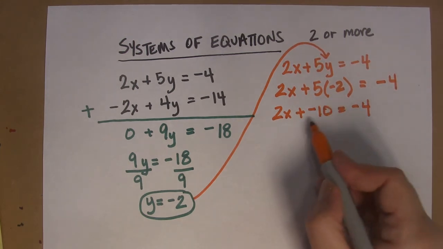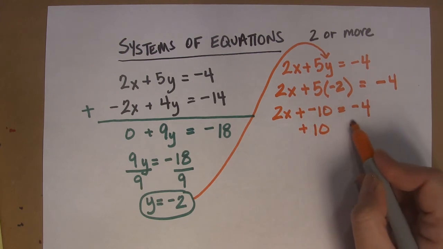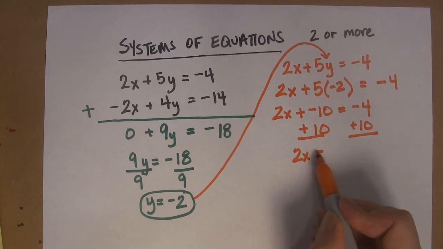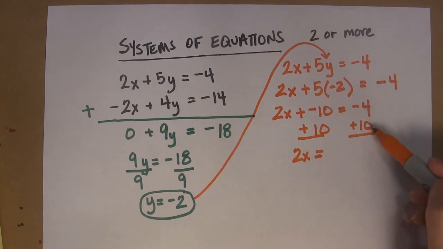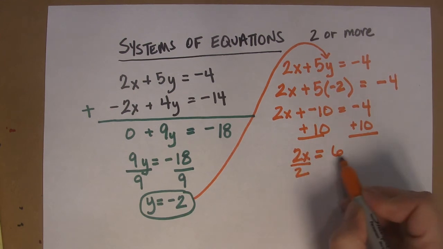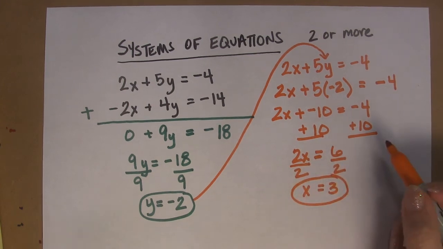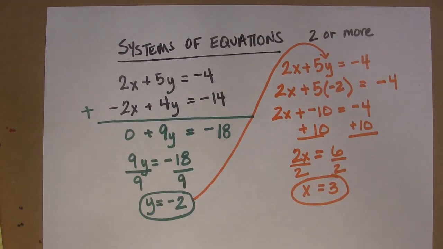The next thing I'm going to do is add 10 to each side. So now on this side of the equation I have 2x, and on this side I have negative 4 plus 10, which is a positive 6. Divide both sides by 2, and I have x equals 3. So now I have found x and y.